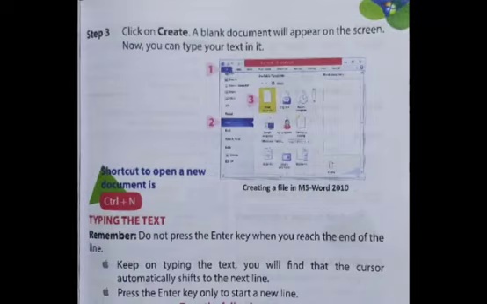Okay, step 3, click on create. A blank document will appear on the screen, and now you can type your text in it. After clicking blank document, you have to click on create. A blank document will appear on the screen and you can type your text in this document. You can also open a new document by simply pressing Ctrl+N on the keyboard. Okay, you have to press these at the same time.